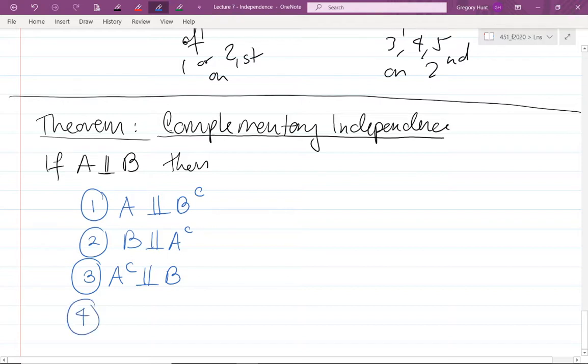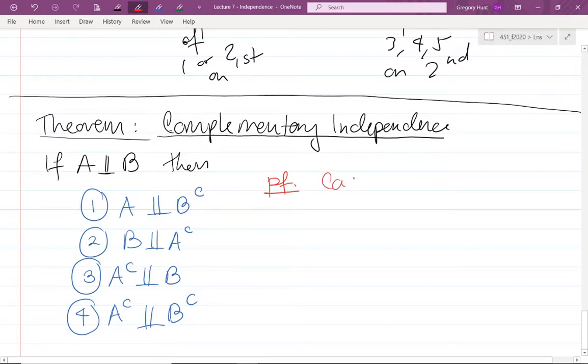And A complement is independent of B complement. There are four possibilities, complement or not, and it turns out they're all independent. If A and B are independent, you can take complements of anything and you still maintain your independence. That's super nice. And that makes sense, because if the complement of something affected the probability of something else, it wouldn't make sense that the original thing didn't. They sum to one, we know that. Okay, let's look at a proof of why this is true.